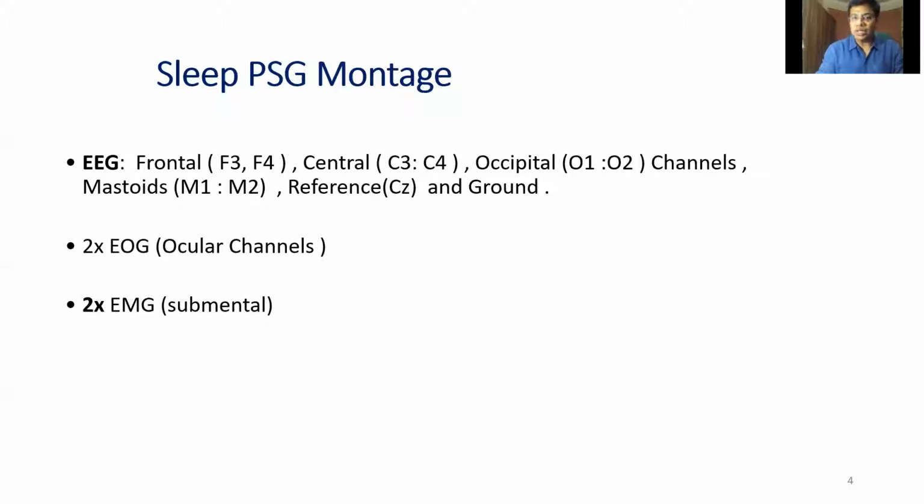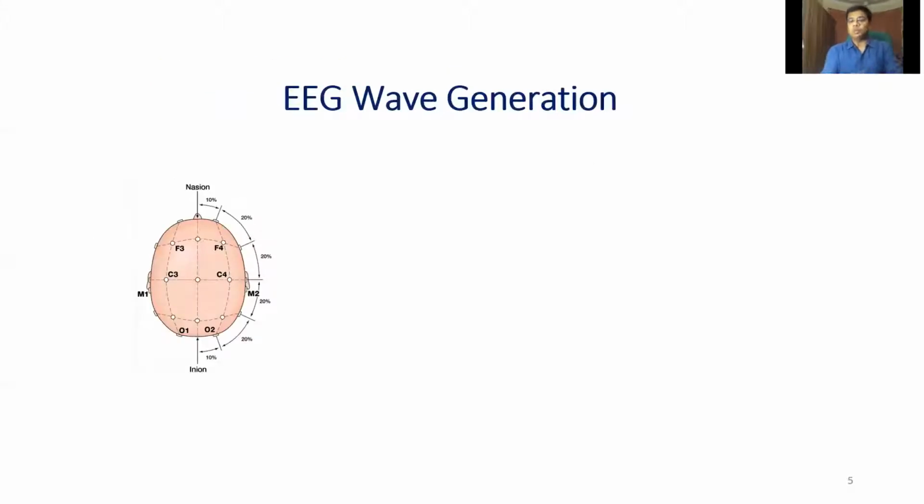So it means we need to have 8 EEG electrodes plus reference and ground. We also need to have ocular channels and submental EMG, that is EMG channels. EOG and submental EMG are needed to differentiate between REM and non-REM stages. So as I told you, that is why we need so many channels.